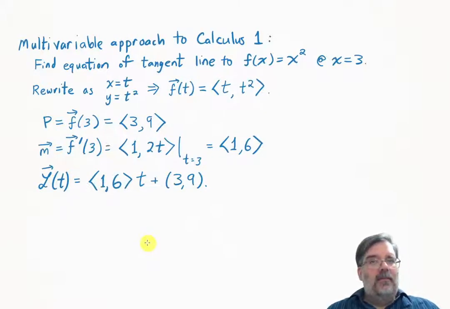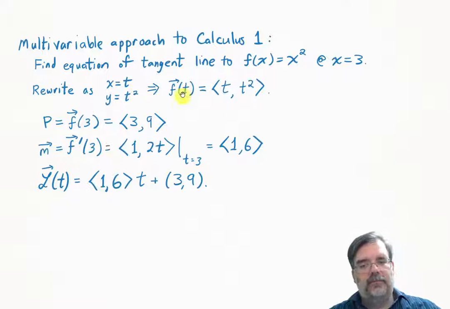And you can even take the calculus 1 problem, and you can think of that in terms of multivariable math if you want. Now let's say you wanted to find the equation of the tangent line to f of x equals x squared at x equals 3, as we did before. Let's see that we get the same answer. We would first rewrite this function as a vector function. Think of the independent variable x as being represented by the parameter t, in which case y, which is x squared, is now equal to t squared.